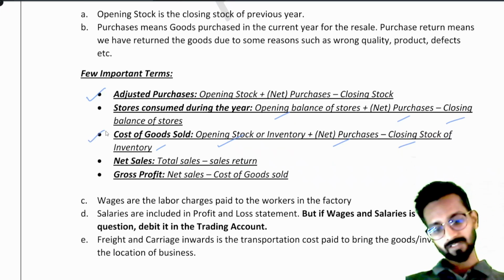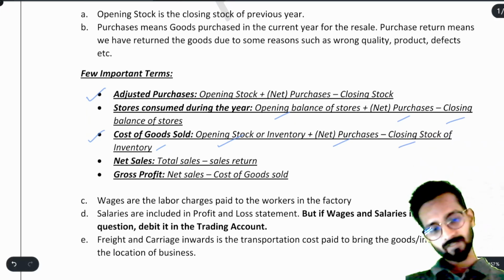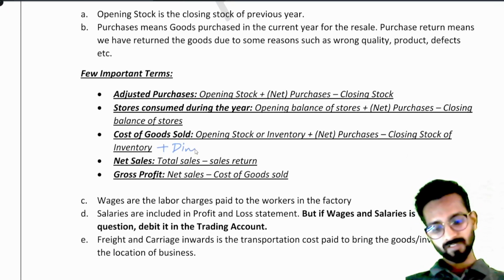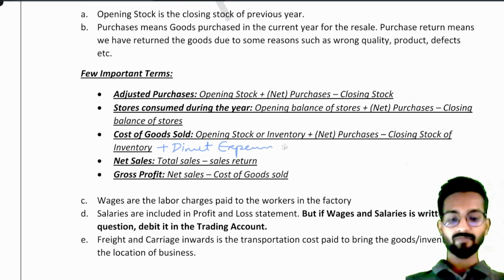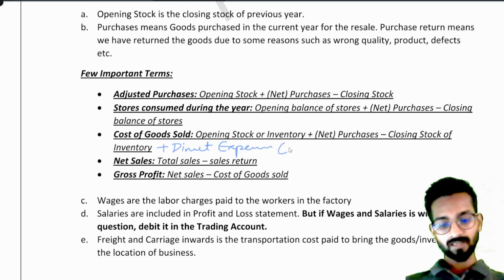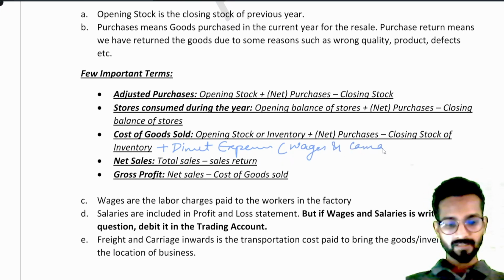Okay. After this, see, in cost of goods sold, we also add, because it is not exactly adjusted purchase, the direct expenses. If direct expenses are given in the question, see, we have only two direct expenses, that are wages and carriage inwards.